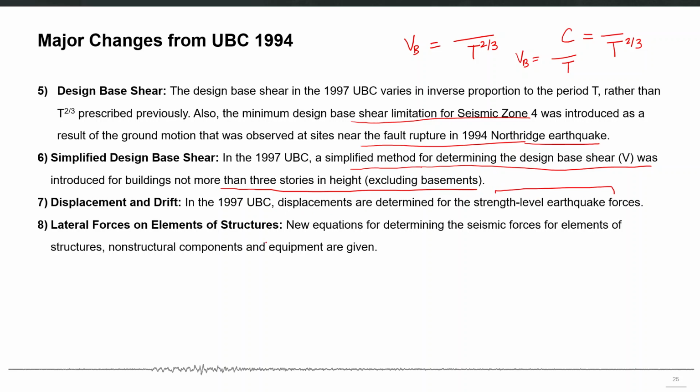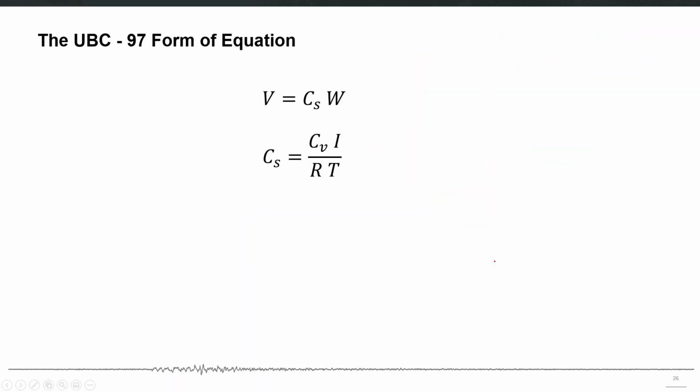And lastly, UBC 97 also provides new equations for determining the seismic forces for elements of the structure, non-structural components, and for example equipment. So for lateral forces on different elements of the structure, new empirical expressions were also included in this version of the building code. So let's see what the new base shear expression prescribed in the 1997 version of the Uniform Building Code is. The UBC 97 form of the equation is this one.